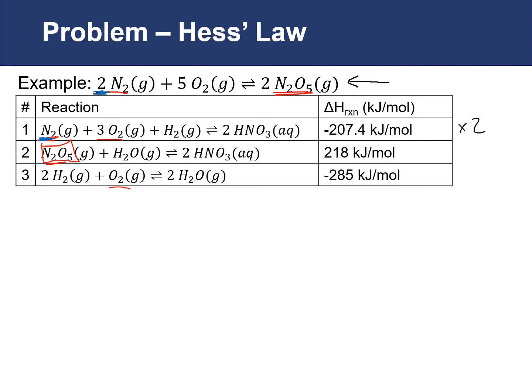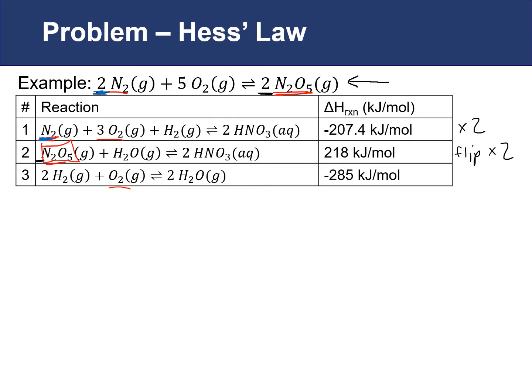Similarly, for reaction 2, first, the N2O5 is a reactant in reaction 2, but I need it to be a product. So what I'm going to do is flip this reaction, and in my overall reaction, I need 2 of them. But in reaction 2, there's only 1, and so I'm going to need to run this one also twice. So I'm going to flip it and run it twice. We'll see where we're at with reaction 3 once we add our stuff together and see how it's coming together.